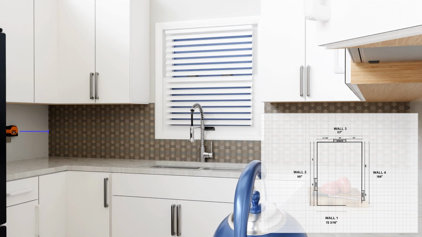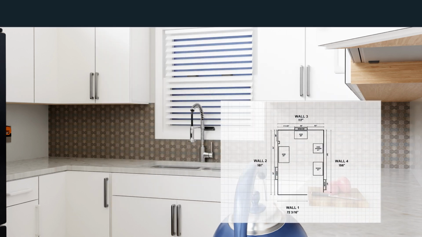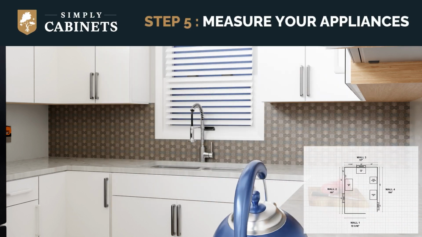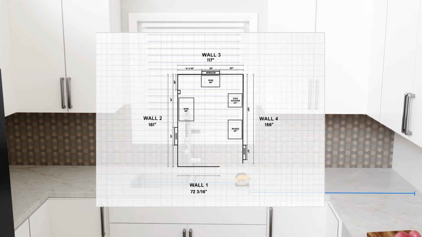Always measure from the nearest corner or end of the wall to the edge of each fixture. You'll also need to include the location and width of your appliances. Measure from one side to the other for the width of each appliance. Then measure from the nearest corner to the edge of the appliance. Mark these on your template along with the corresponding measurements.